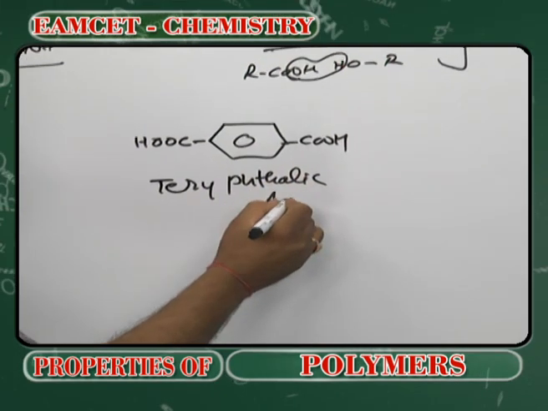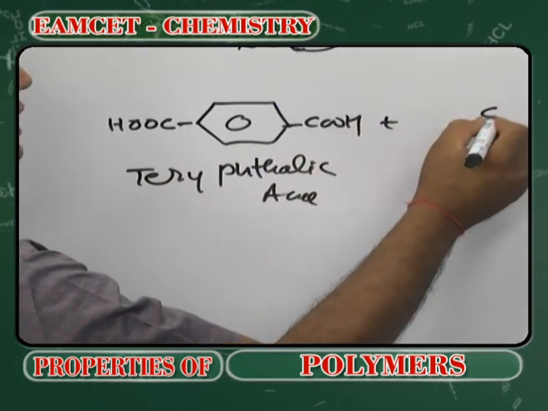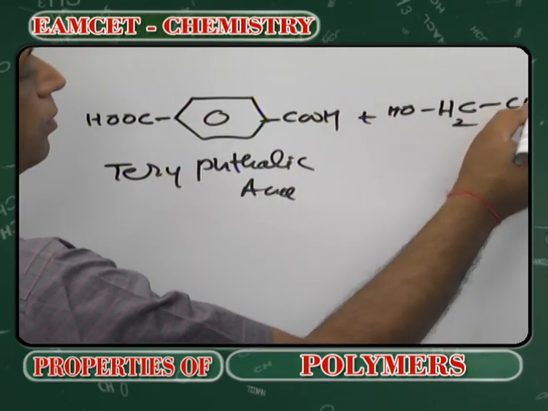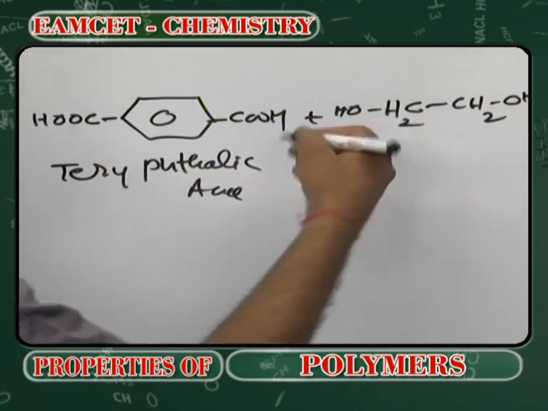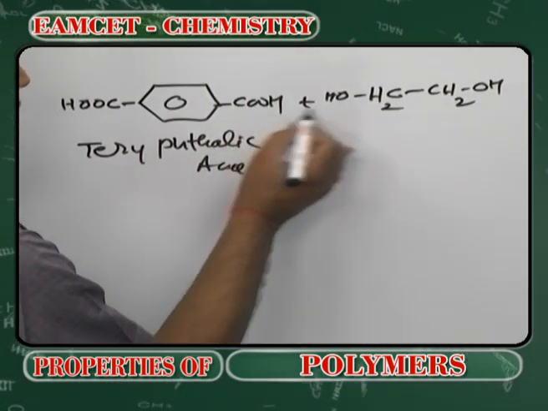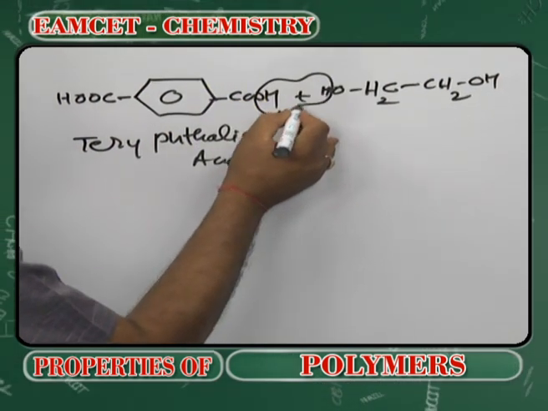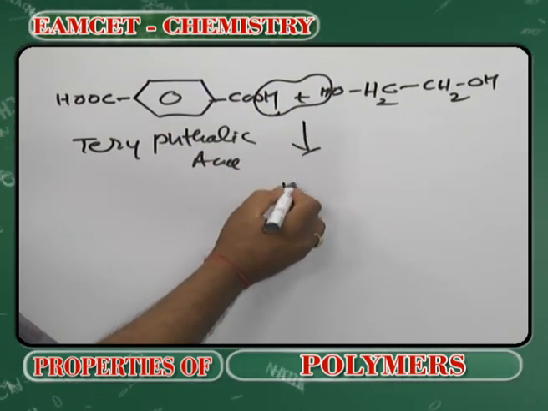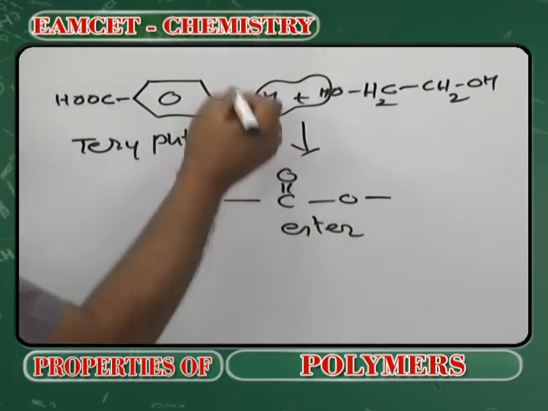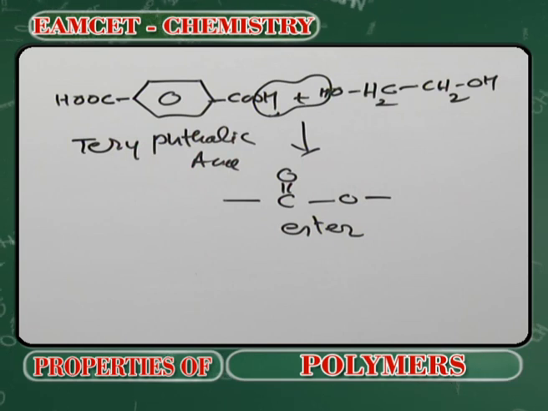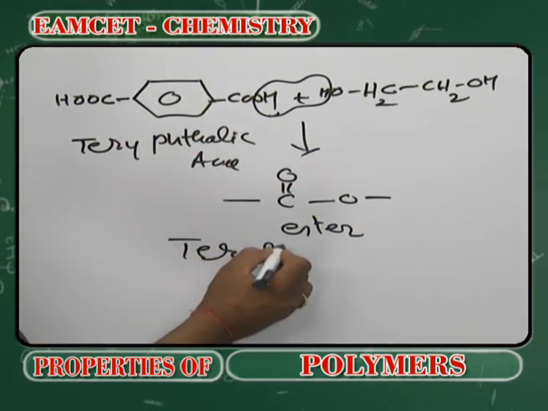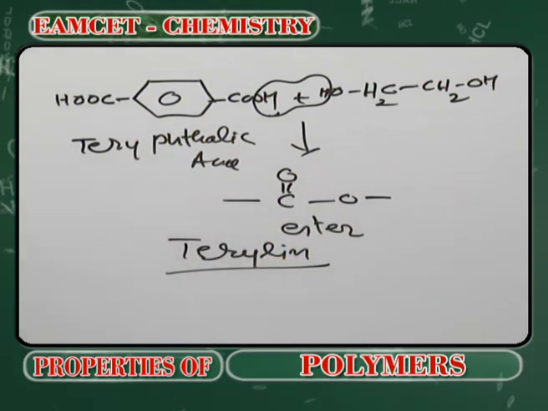Terephthalic acid, when you treat it with ethylene glycol. Ethylene is a double bond compound, but a glycol is obtained when you oxidize with permanganate in alkaline medium. When the glycol and acid are treated, HOH is dropped, and you will get a COO. These are called an ester linkage, isn't it? So an ester linkage is linked, and they are called terylene. This type of material is formed in terylene.